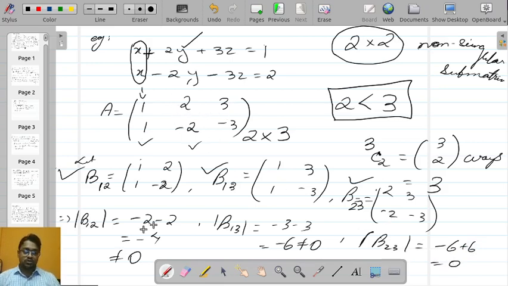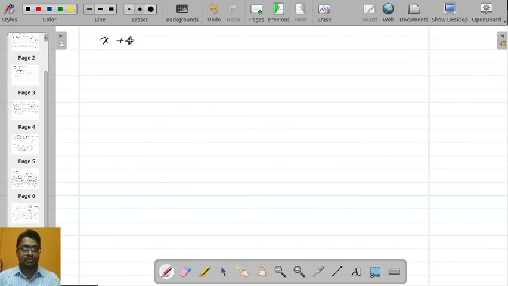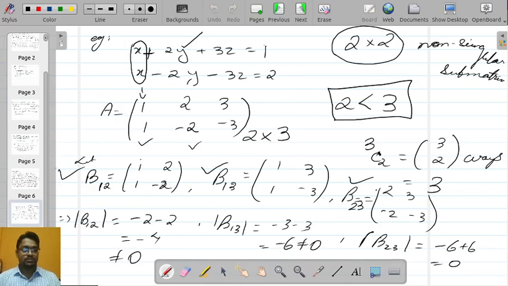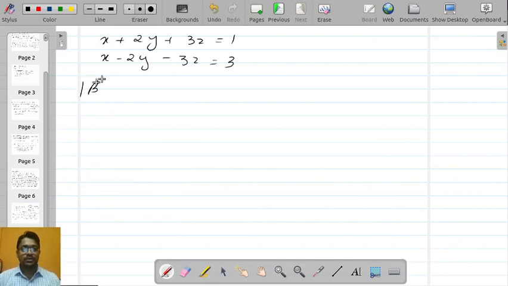Now, how will B12 give us a basic solution? Let us see. Let us write this equation once again: x plus 2y plus 3z equal to 1, and x minus 2y minus 3z equal to 3. This is the system. We have seen that the determinant of B12 is non-zero, so B12 inverse exists. B12 is an invertible matrix.